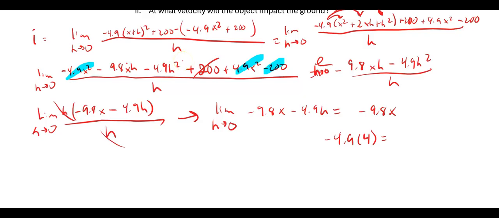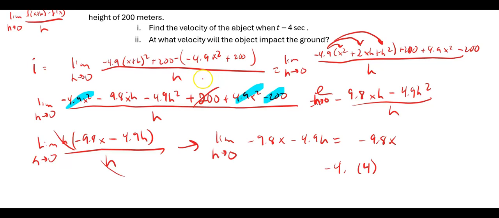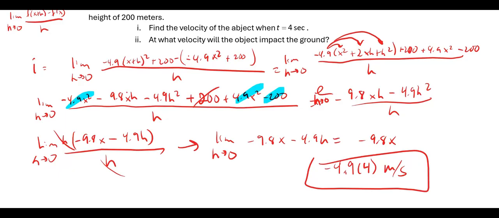And you can just leave it like this, to be 100% honest. You don't have to simplify these. Negative 9.8 times 4 meters per second is your answer. If you want to multiply that out, you can. 9.8 times 4 is approximately 39.2 meters per second. Negative. All right.